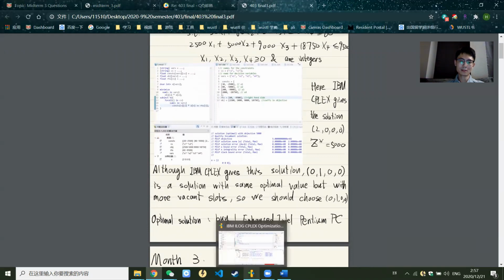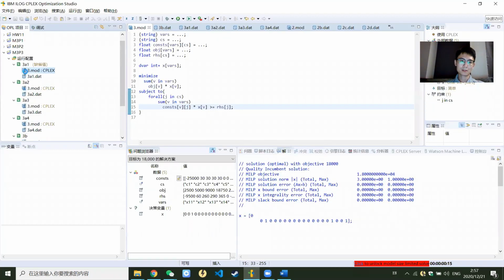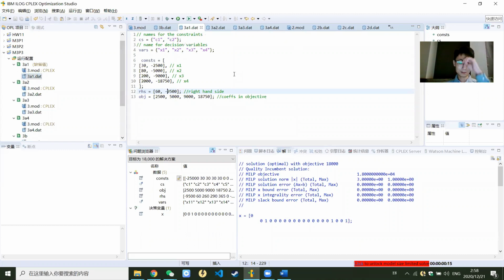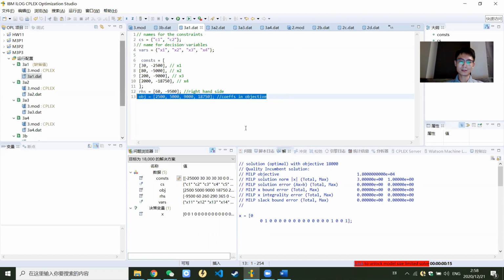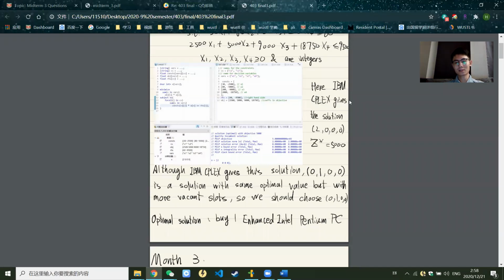So I implemented it in the IBM CPLEX. The mod file is the minimize mod file, and the constraint is bigger or equal than. And then the DAT file, basically here are the constraints, right hand side, and the objective function coefficients. And here the IBM CPLEX gives us the solution of 2000, and Z star is 5000.